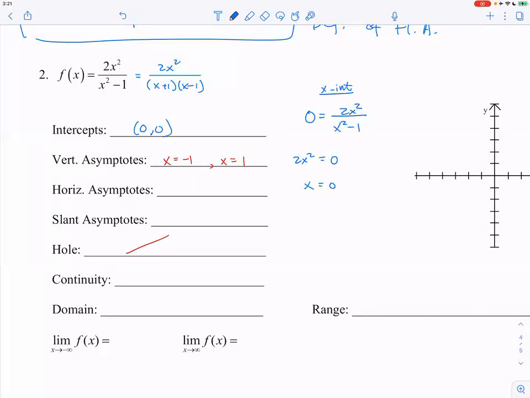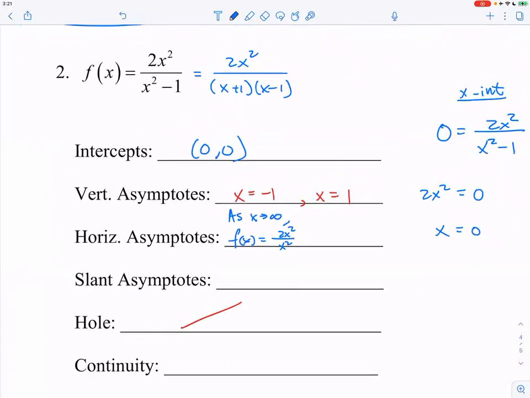All right, next up, we will look at the horizontal asymptote. So we say as x goes to infinity, f of x is going to be just 2x squared over x squared, because the -1 doesn't matter. If you can see it, you can just write down 2. Yeah, you can. If you can see it, that's even better.